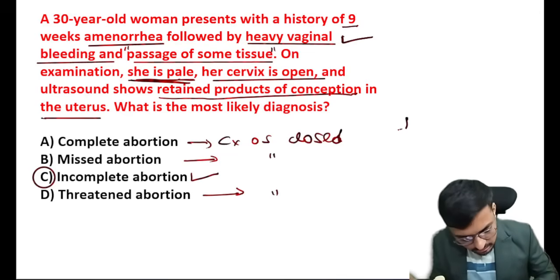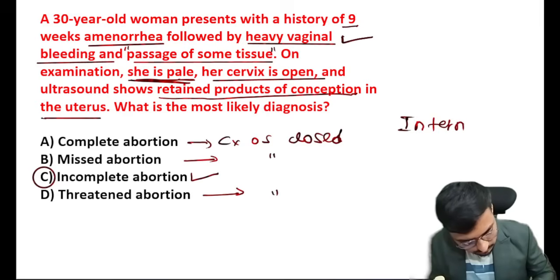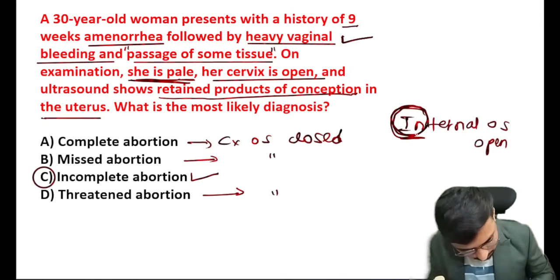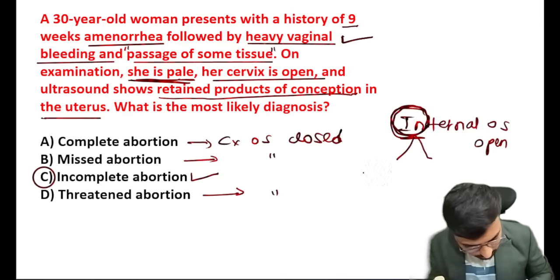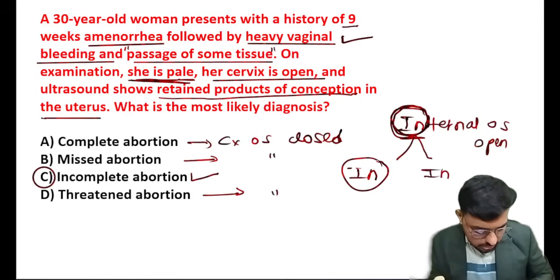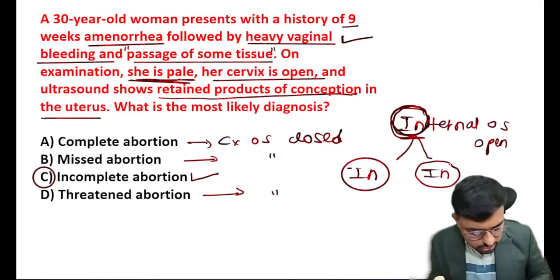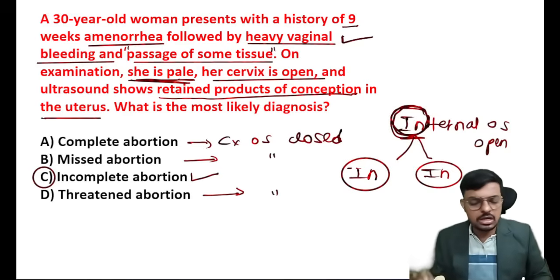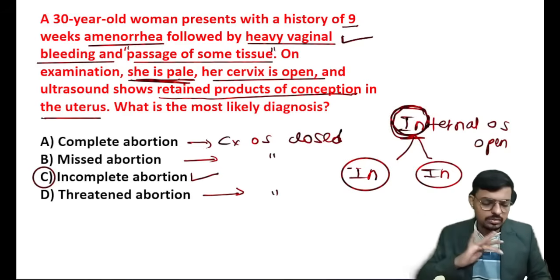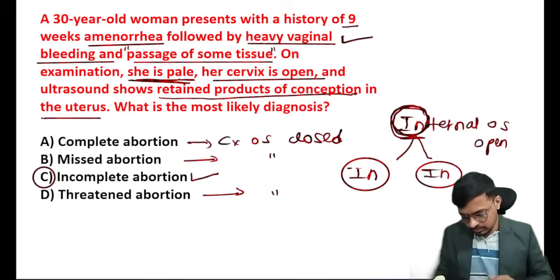So the internal os is open in two conditions, that is the inevitable and incomplete abortion. Remember, the internal os is opened in the inevitable and incomplete. In only these two abortions the internal os is opened. Other than this, in the complete also, initially it will open, all the products of conception come out and then it will become closed. So this is the concept you have to remember.